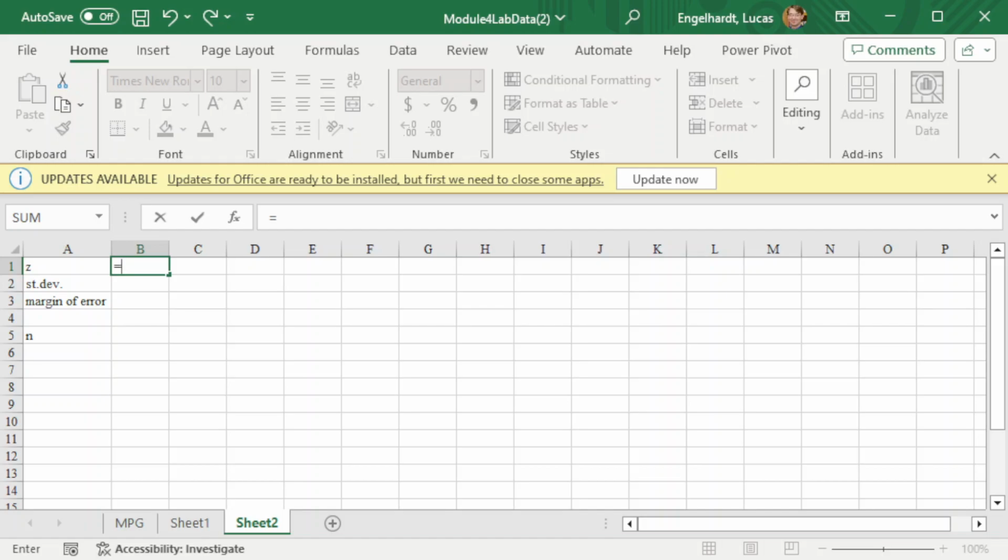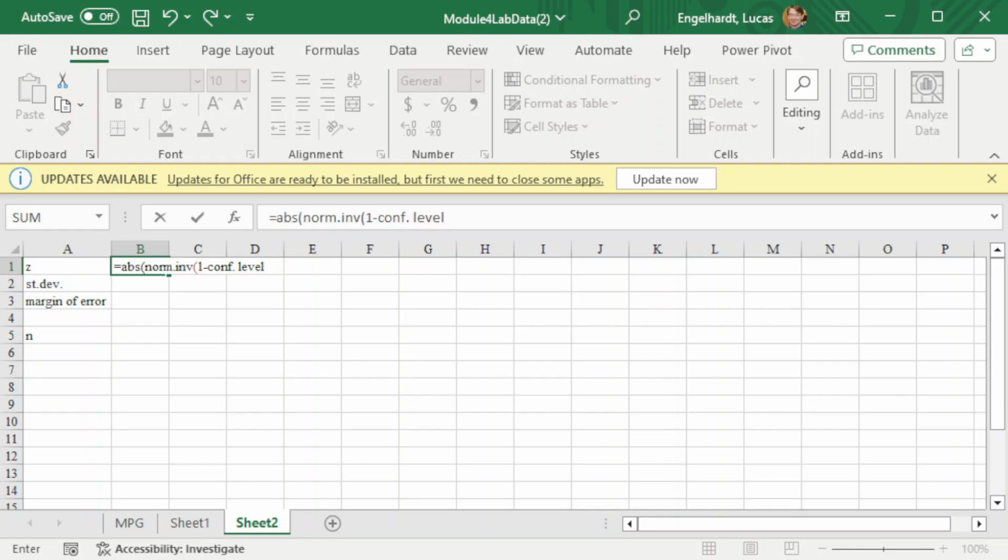So here's how we do it exactly. We take the absolute value of norm.inv. What norm.inv does is it inverts the normal distribution. Let me get a little bit further to explain exactly what that means. The next thing we need in here is 1 minus our confidence level.